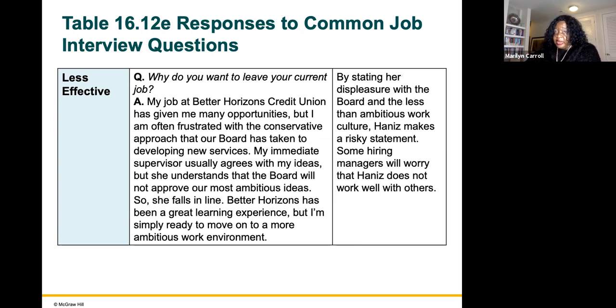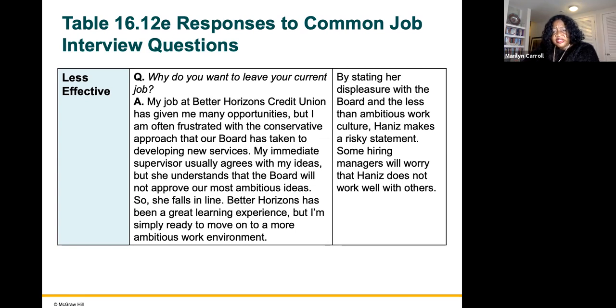Now, here's another one, guys, and I'm reading these because I want you to see the differences this makes. Why do you want to leave your current job? Well, my job at Better Horizons Credit Union has given me so many opportunities, but I'm often frustrated with the conservative approach that our board has taken to developing new services.